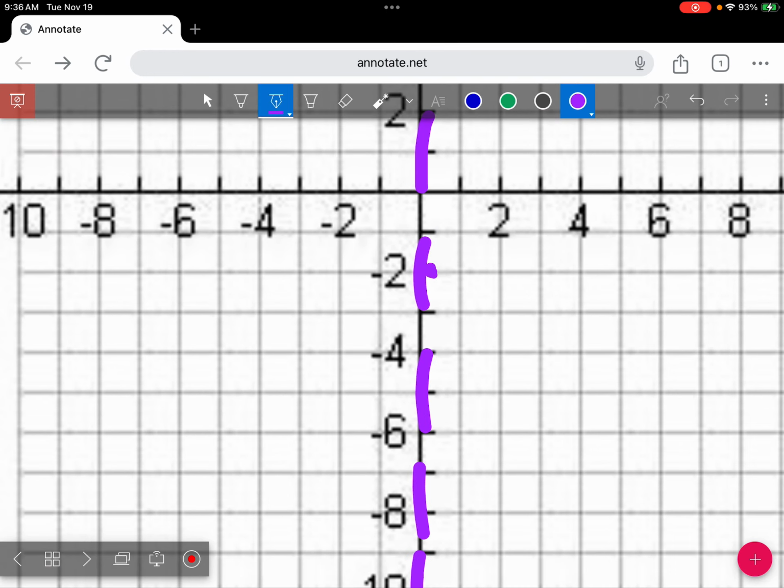So my parent function for my exponential, that's the same one we just did, where we have our -2, -1, 0, 1, and 2, and that gave us our 1/4, 1/2, 1, 2, and 4. So there's our 2 to the x, and it had our asymptote at y equals 0.